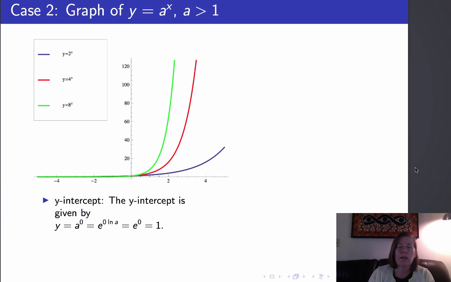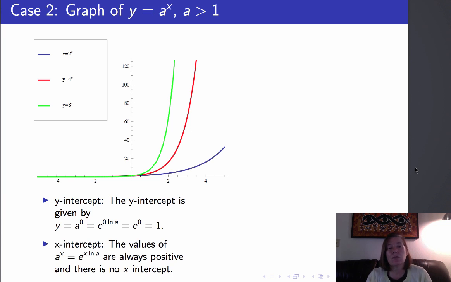What about when a is bigger than 1? Well, again, we can run through the application of our tools from Calc 1. The y-intercept is the y value when x is 0, so y equals a to the 0, which equals 1. So no matter what a is, the y-intercept of the graph y equals a to the x is 1. Once again, the x-intercept doesn't exist because there is no solution to the equation a to the x equals 0.